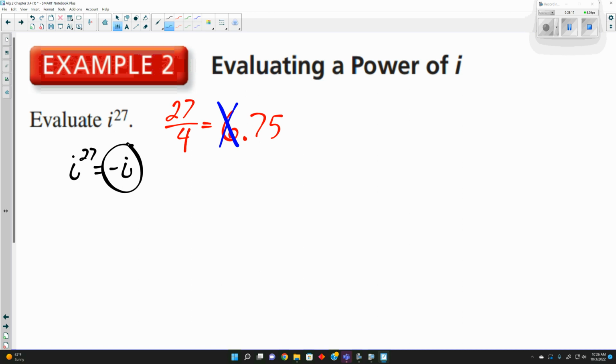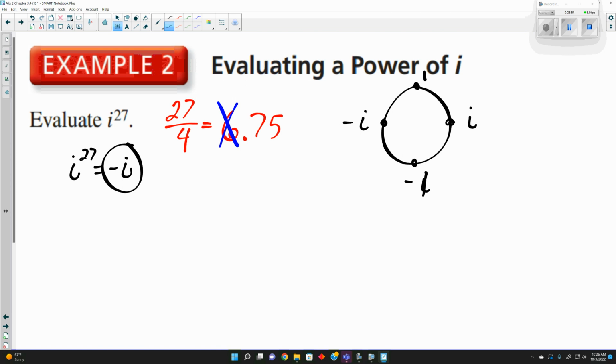One of the things I will say is that knowing what i squared is off the top of your head is going to be nice, especially for this chapter. It works out that there are only 4 spots where it can go: 1, i, negative 1, negative i. It rotates around, so it's going to be one of these 4 points.